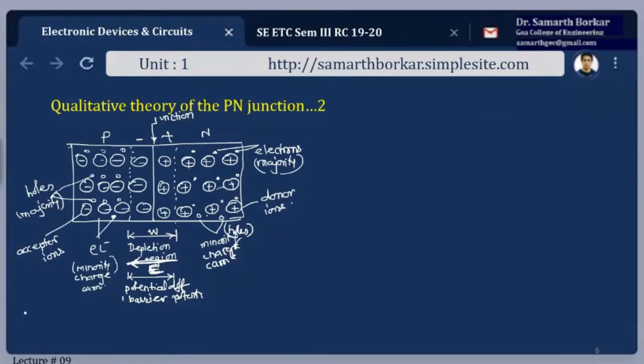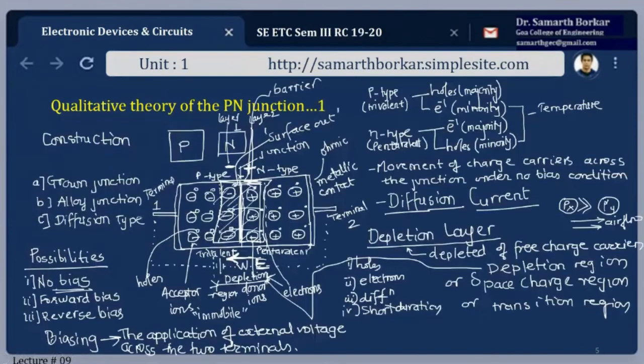So the fifth point, we had seen 4 points here. The fifth point, let me write here only: the total recombination of holes and electrons cannot occur.